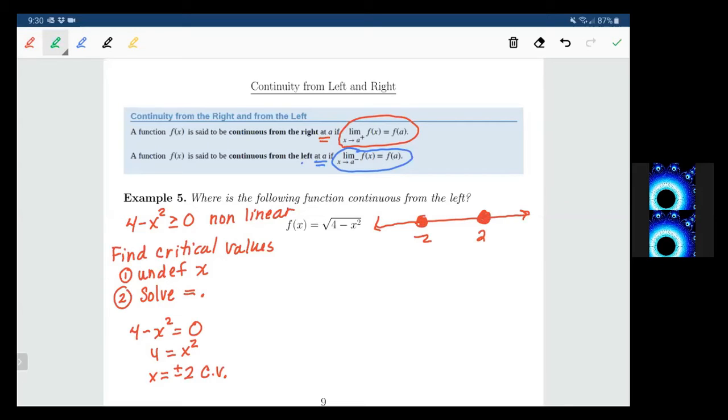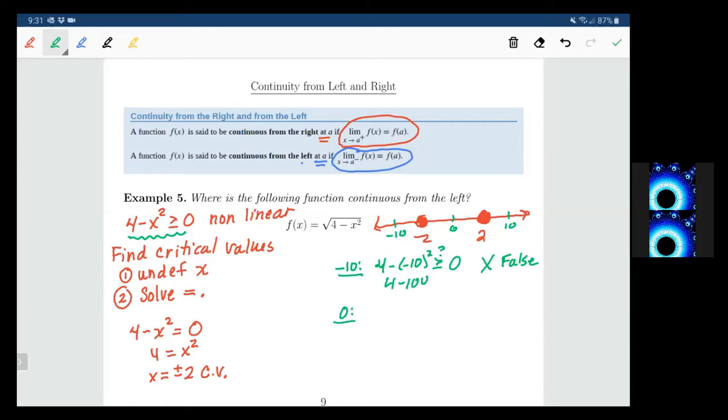We'll need to pick test values in each interval, pick some easy ones, say maybe -10, 0, and positive 10. And we need to evaluate those. So let's see what happens at -10. Let's plug it into the original inequality and see what happens. So 4 minus -10 squared, and we're going to ask ourselves, is that greater than or equal to 0? Well, 4 minus 100 is not greater than or equal to 0, so this is false. So our inequality is not true on that interval.